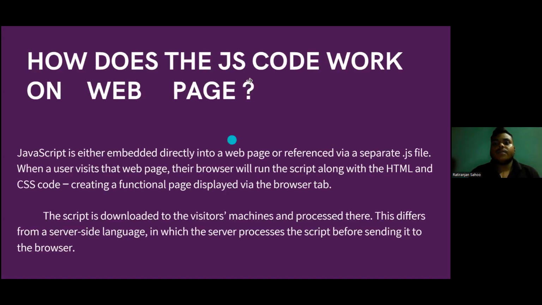Next is how does JavaScript code work on a web page? JavaScript code is first added to the HTML code, internally as well as externally. When the user visits the web page, the browser will run the script along with the HTML and CSS code. This means when I go to the web page, it simultaneously runs HTML, CSS, and JavaScript, and it makes the web page functional.